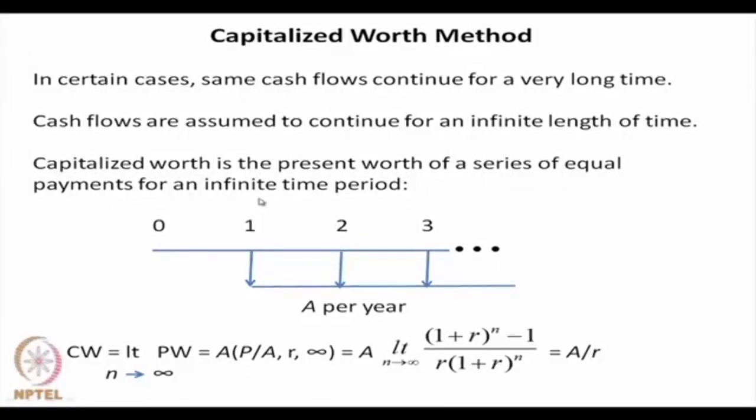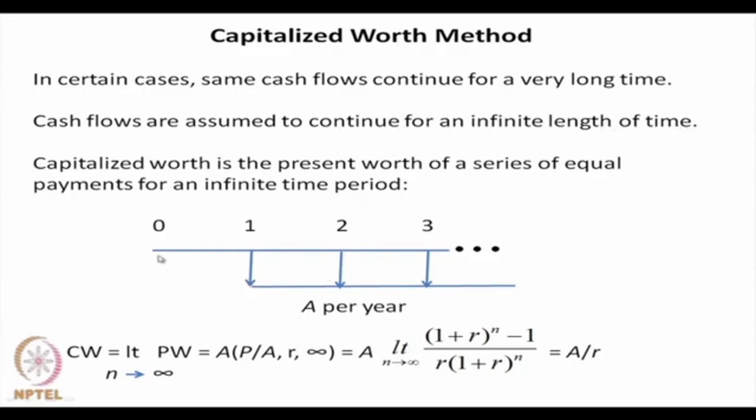For this purpose, we can use a simple formula. What we can do is assume that all our receipts or expenses are equal and continue up to infinity. That is what we have done here. So, cash flows are assumed to continue for an infinite length of time.